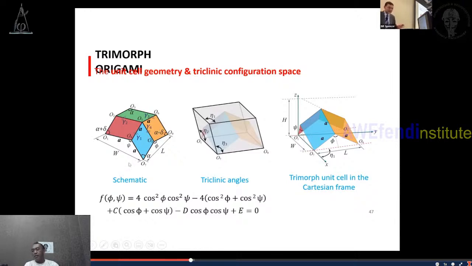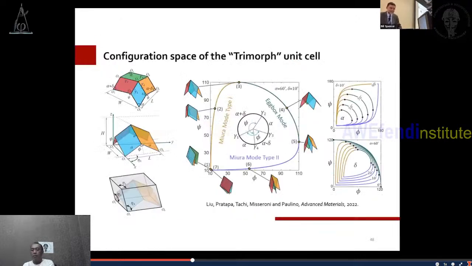And we can, again, derive analytically the relationship between these angles here, C and phi, and we get this relationship here that is very beautiful. And you can see that it's a symmetric relationship, and these parameters C, B, and D, for example, they can be obtained as a function of the geometry of the pattern. And then we can look at the configuration space.